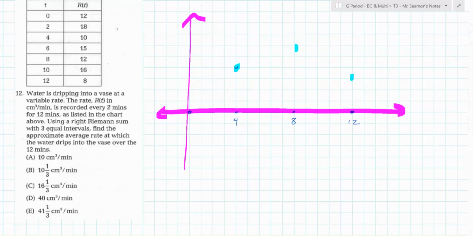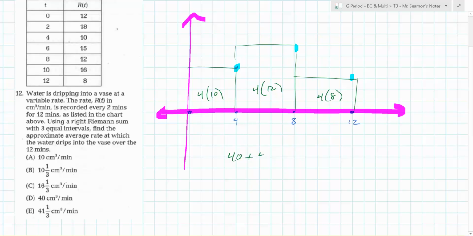So then what? We're going to draw 3 what right now? What shapes are we going to draw? Rectangles, right. So we're using the right-hand rule, so it's the height at each of these, like this. Is that correct? So this is going to be 4 times what? 10 right here. And this is 4 times 12. And this is 4 times what? 8. So we have 40 plus 48 plus 32. So what do we have? 120. So that represents the overall area.